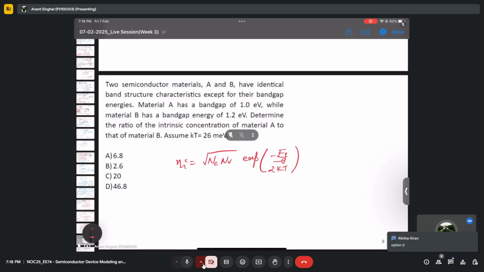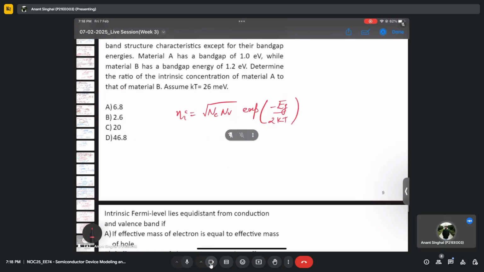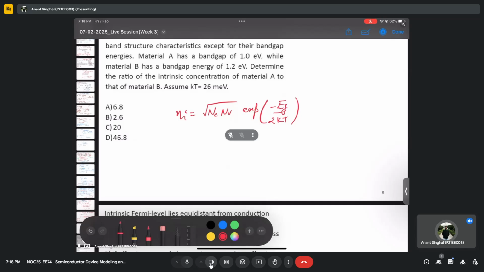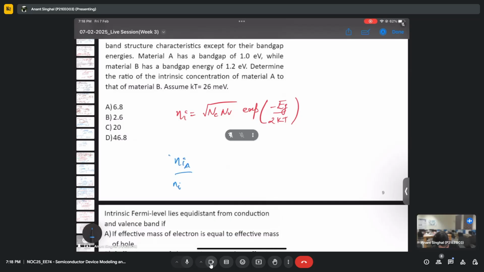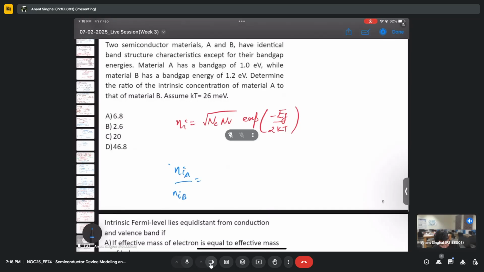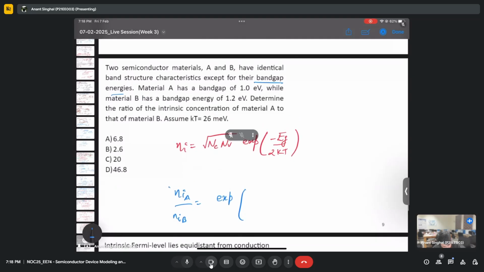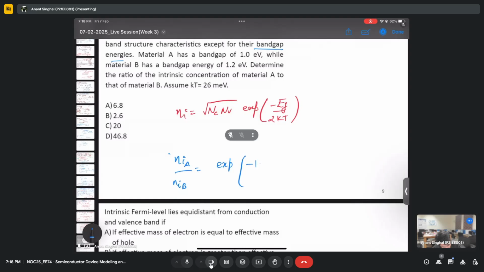I've already got one answer, it is D. Let's see, this is straightforward now. Let's say Ni A is what we need to calculate, and Ni B. Since they have identical band structure or band energy, this will cancel out. The only difference is minus Eg, so minus 1.0 by 2kT. Exponential A by exponential B is A minus B, so I can write plus 1.2 by 2kT. So the answer will be exponential of 0.2 by 2 times 0.026.